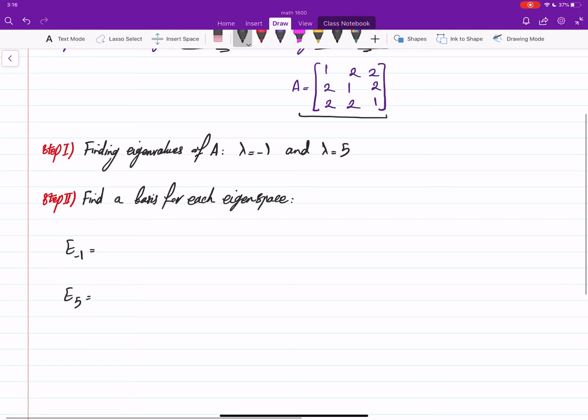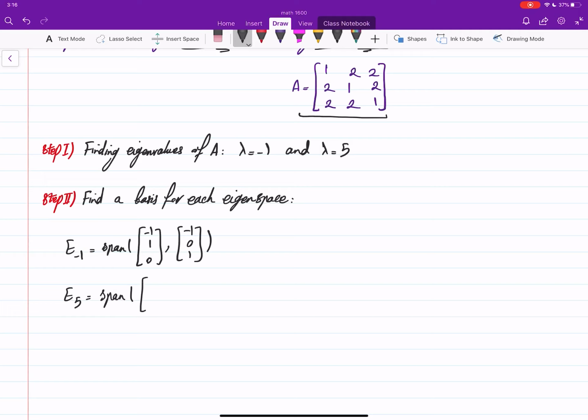Well, if you solve (A minus lambda I)x equal to 0, you notice that E of -1 is the span of two vectors, which are (-1, 1, 0) and (-1, 0, 1). And the eigenspace of lambda equal to 5 is the span of only one vector, (1, 1, 1).